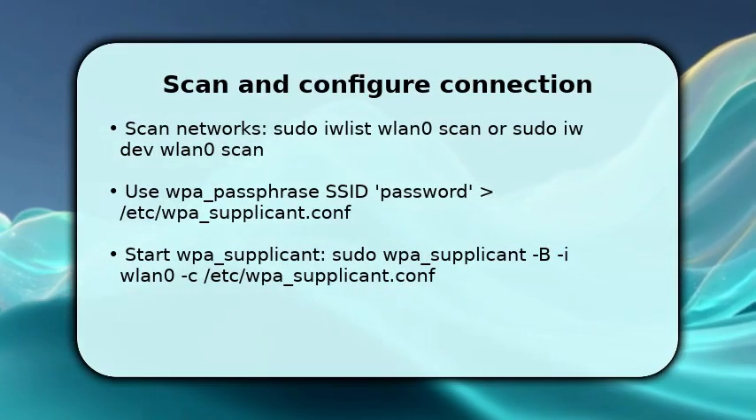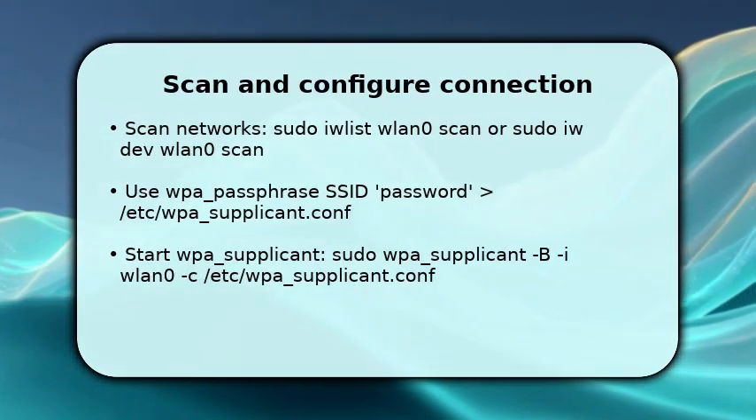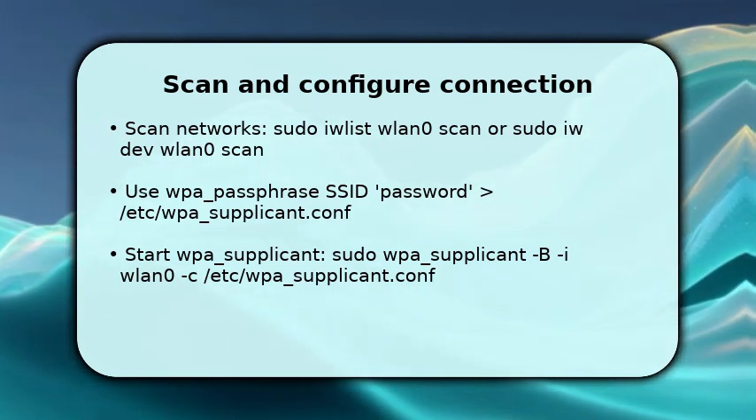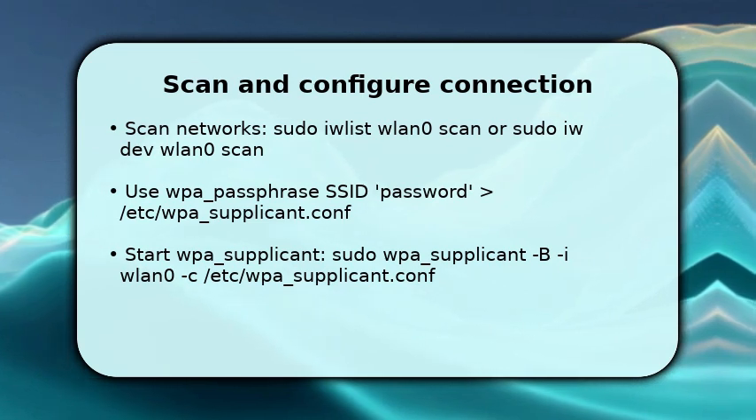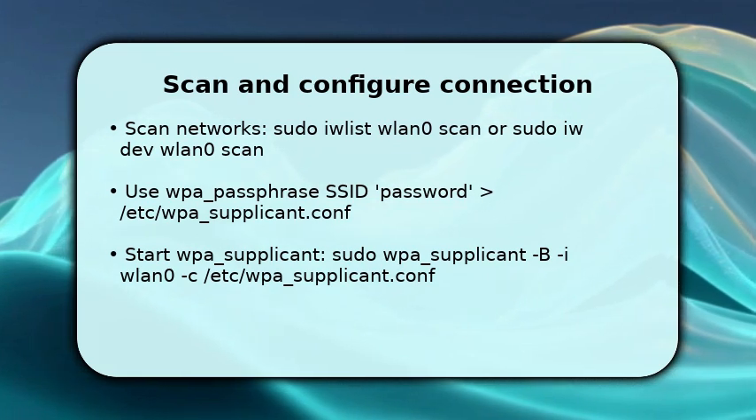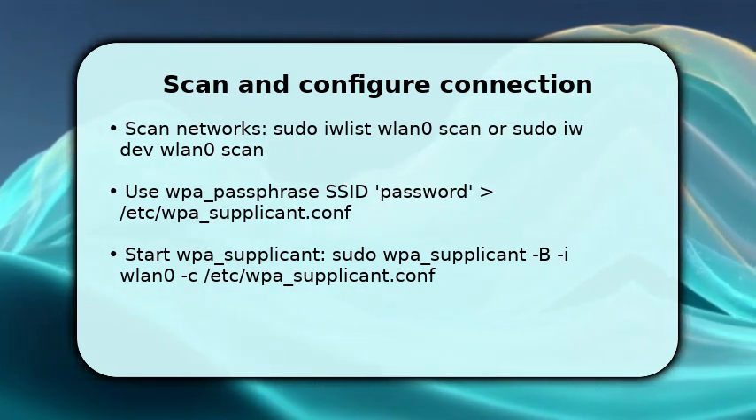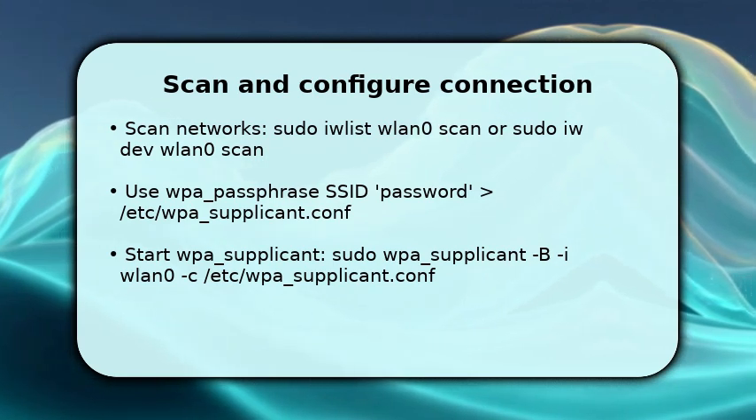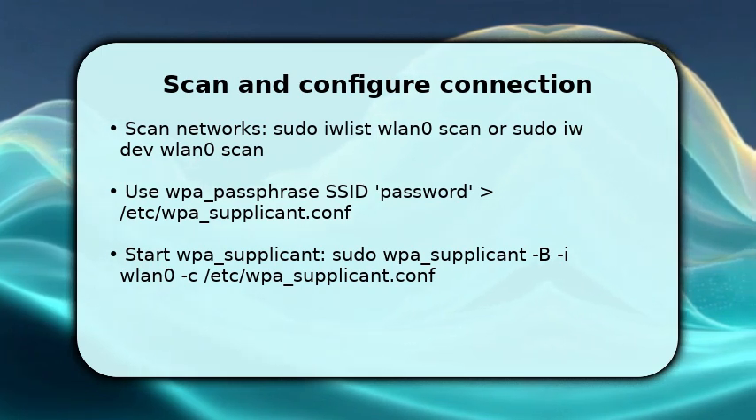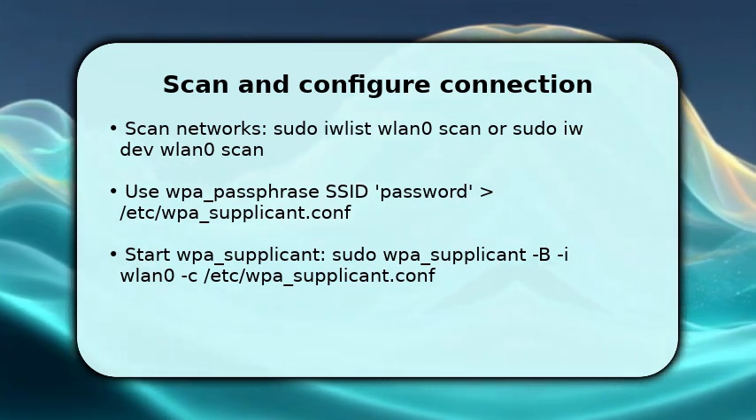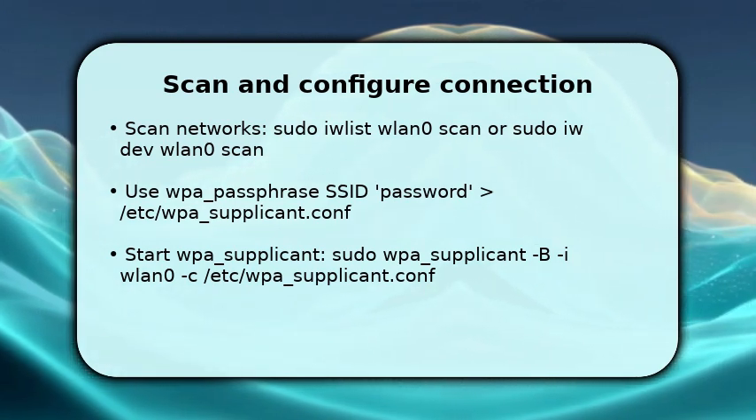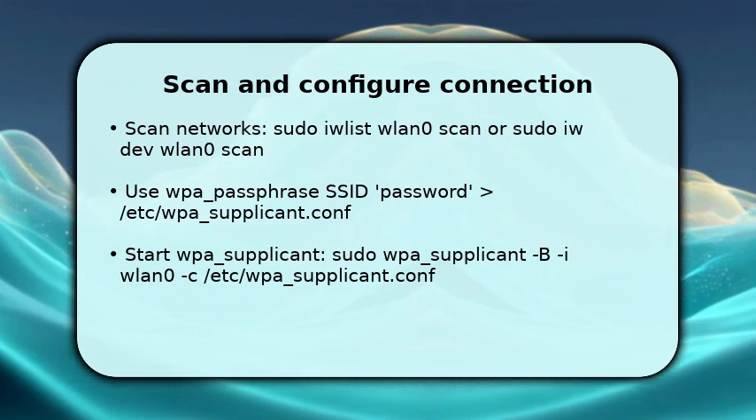Once the interface is up, scan for access points so you know the SSID and channel. sudo iwdev wlan0 scan lists results. Next, generate a secure config: wpa_passphrase SSID password >> /etc/wpa_supplicant.conf to produce the PSK block. This ensures the correct encryption settings. Then start wpa_supplicant in the background with sudo wpa_supplicant -B -i wlan0 -c /etc/wpa_supplicant.conf so the supplicant manages authentication.